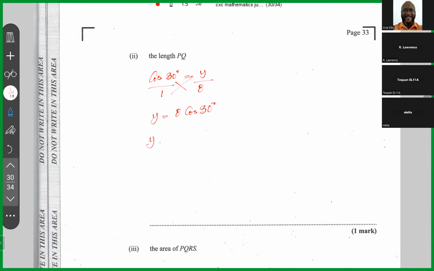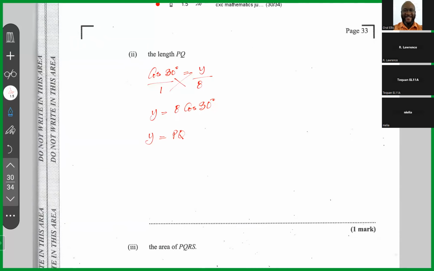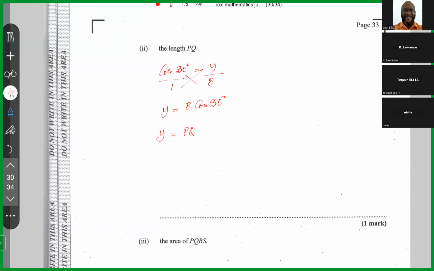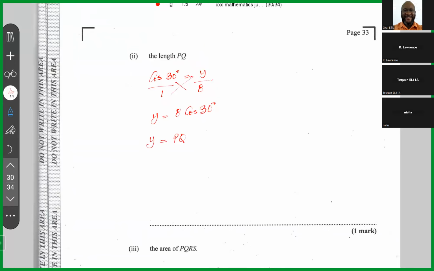So Y, which is PQ, now 8 cosine 30 is 6.93 centimeters, and this is to 2 decimal places or to 3 significant figures.